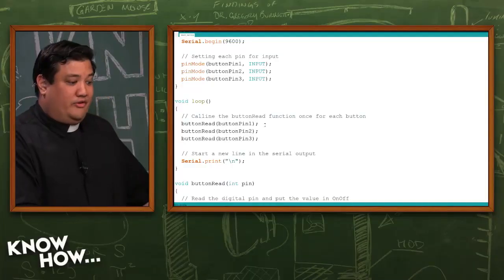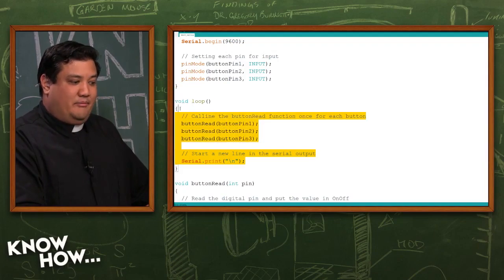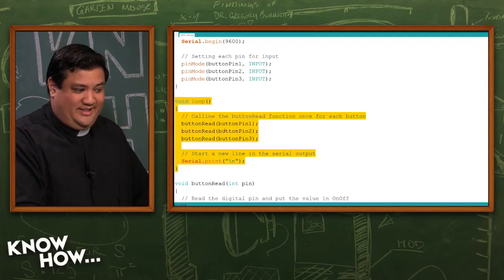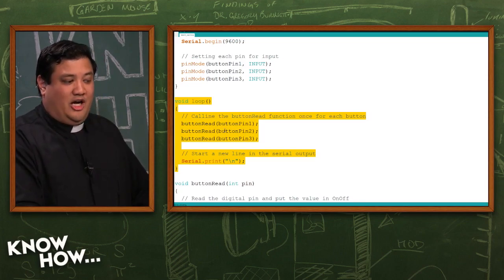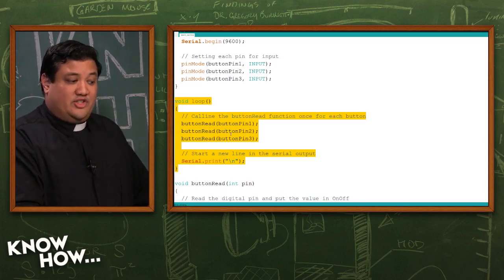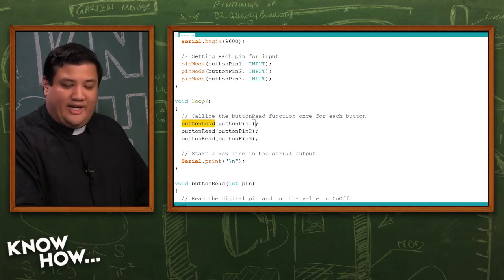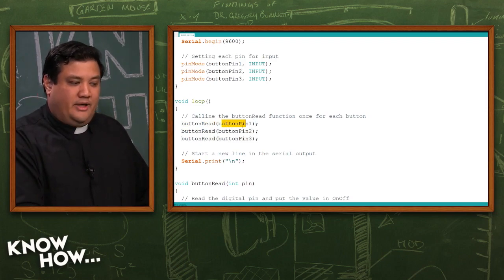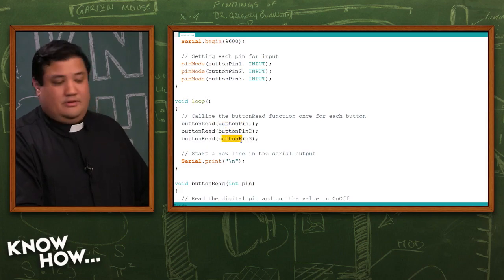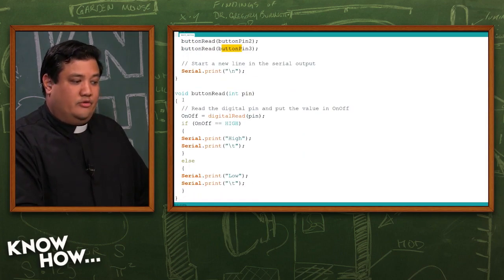And just like before, if you look at our loop now, that's the main program loop. So I've gone from 30 lines down to like 10 lines here. And that's with commenting. Yeah, okay. So instead of doing all of that stuff inside the loop, I call button read 3 times, and then I pass it the first button, the second button, the third button. And here's what the button read function looks like. It does the exact same thing.